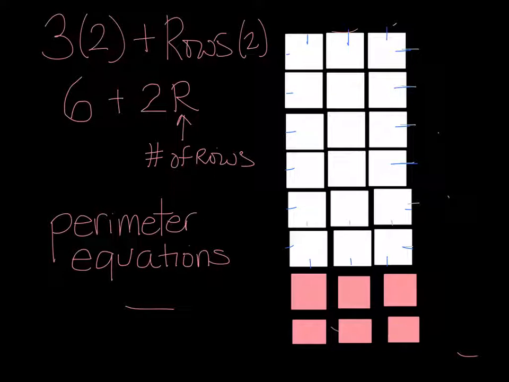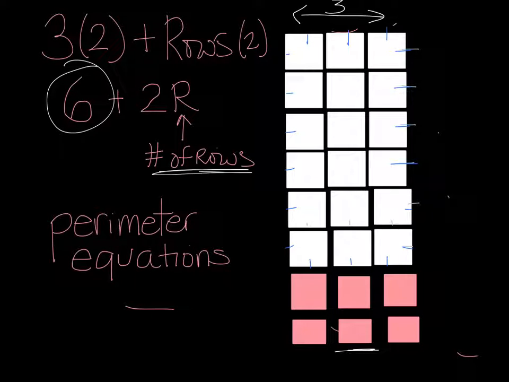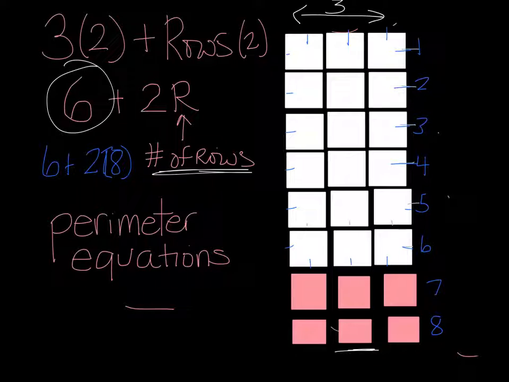All right. So let's plug this in. Again, we know that this measurement is 3. It's the same down here at the bottom. 3 times 2 gives us our 6. Now, how many rows do we have of our 3 tiles? We have 1, 2, 3, 4, 5, 6, 7. We have 8 rows. So it's going to be 6 plus 2 times 8. 6 plus 16, which means our perimeter should be 22.